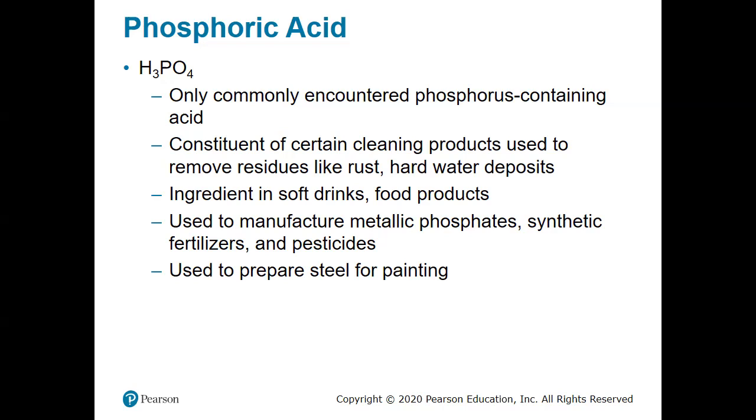So we rub the phosphoric acid on the steel. Phosphoric acid helps to treat the surface, allows the paint to stick to it more easily, so that it doesn't chip off quite as easily. It doesn't rub off nearly as quickly.